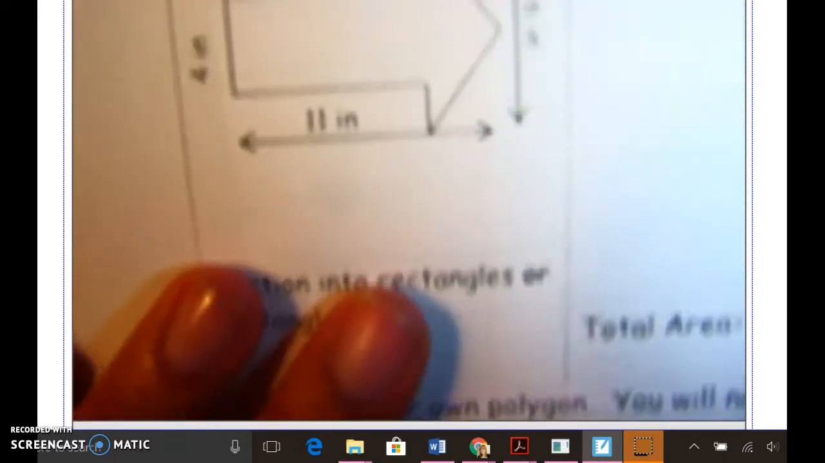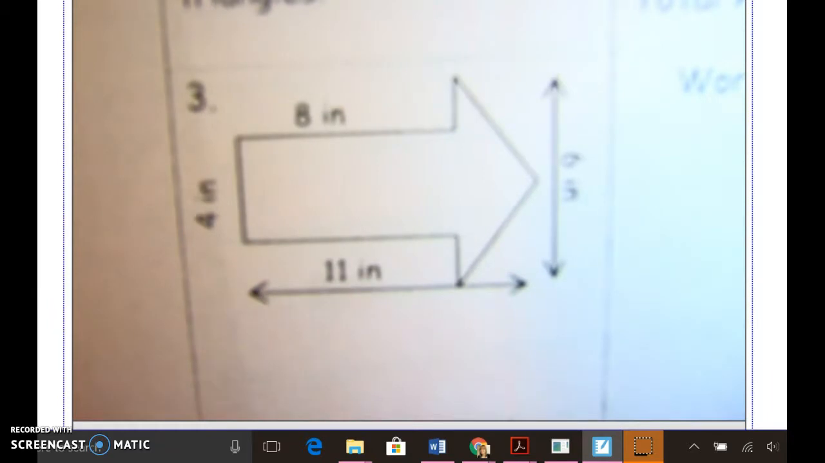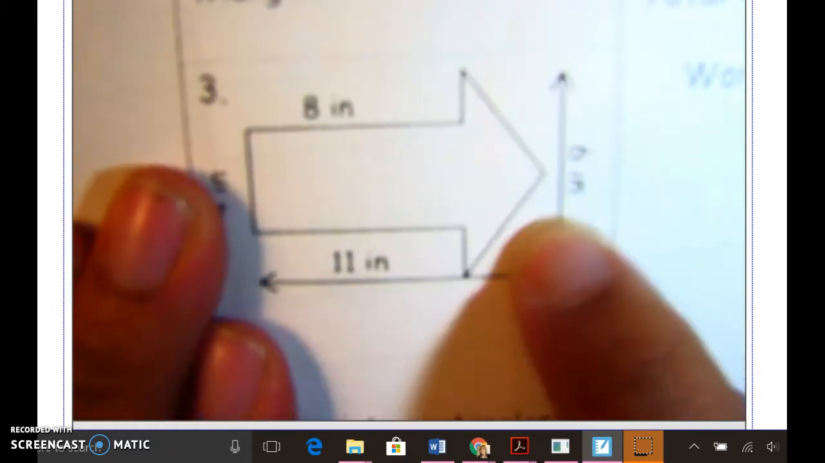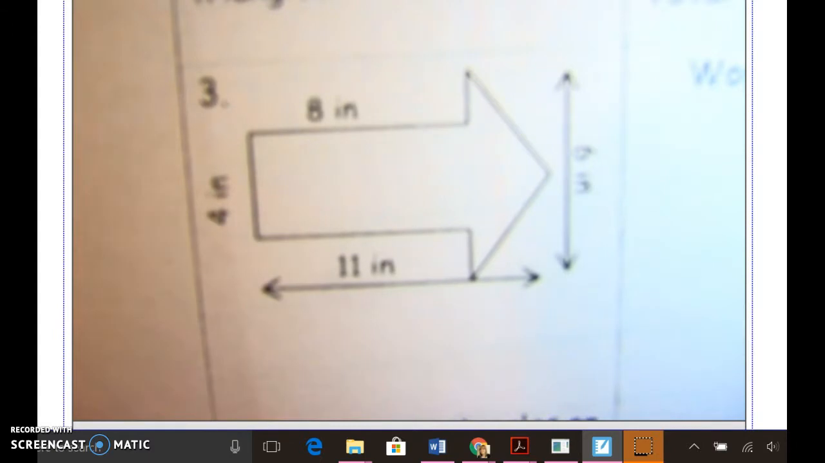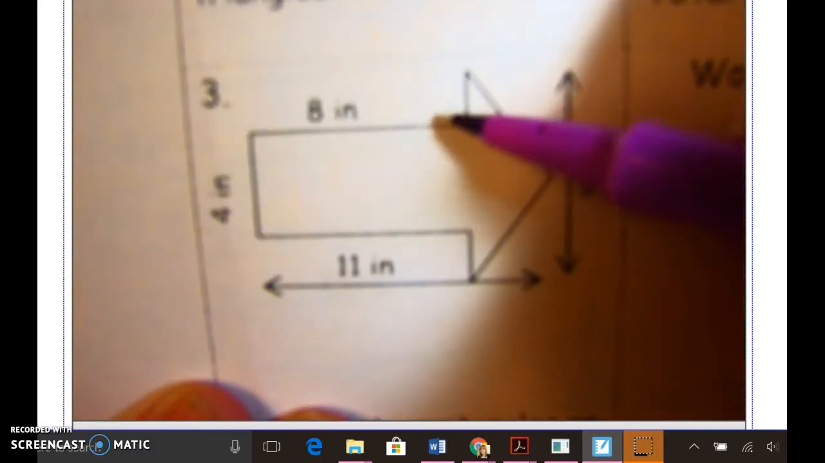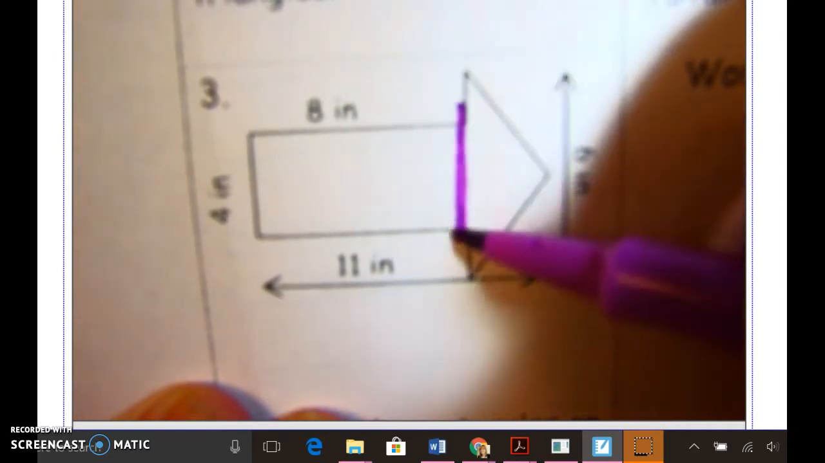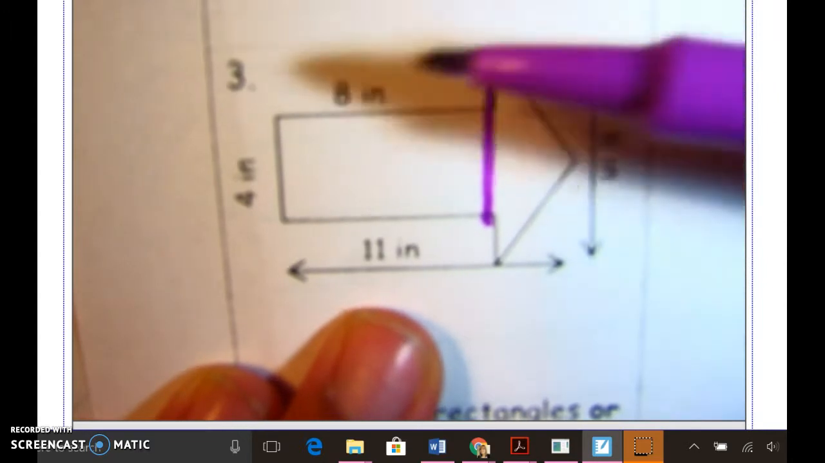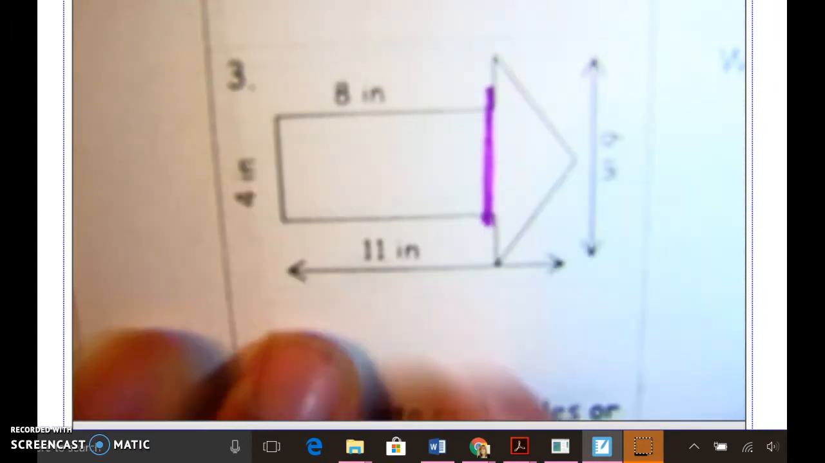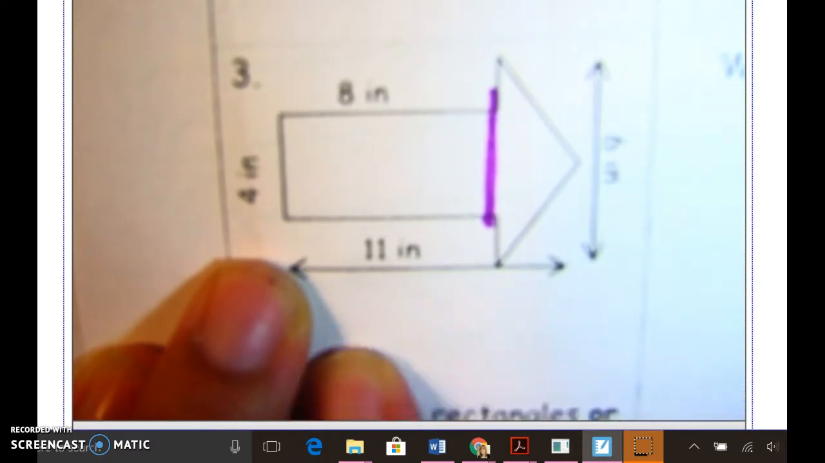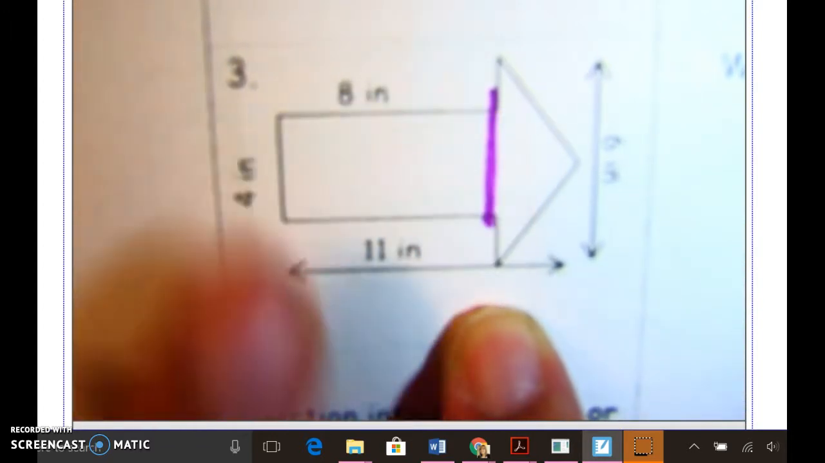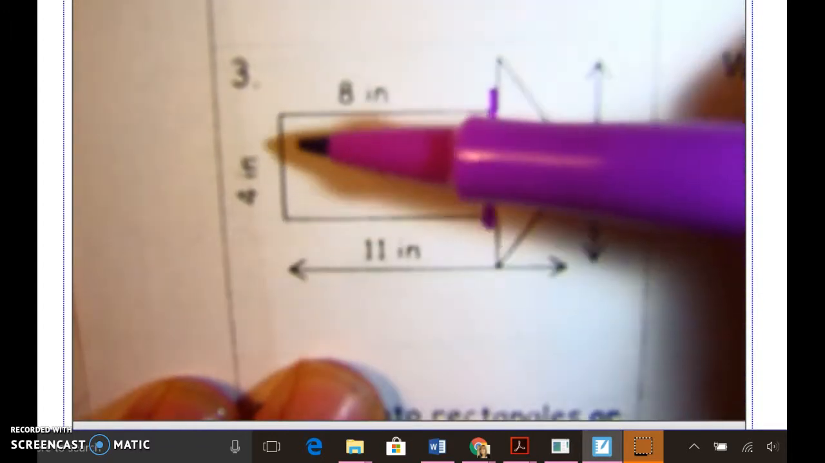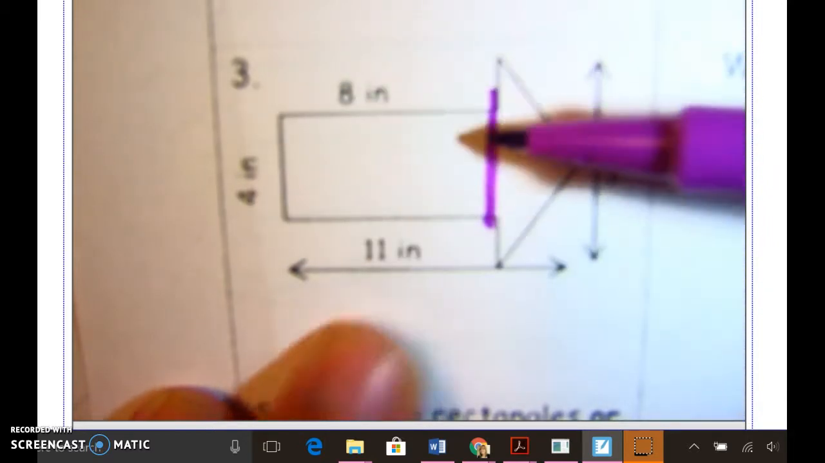Let's look at this one. How can we break this one up? Hopefully you see a kind of triangle-like shape here, and you can just easily, with one line, break those apart. So now you have a rectangle. Well, what are the dimensions of the rectangle? Well, all of this is 11, but this much is 8. So your base is 8 and your height is 4. So you already know what you're going to do for this part.